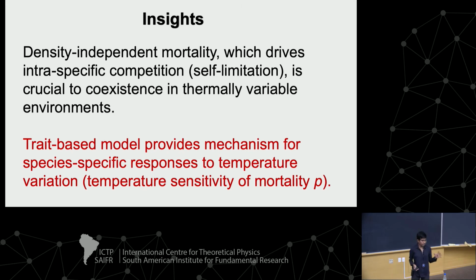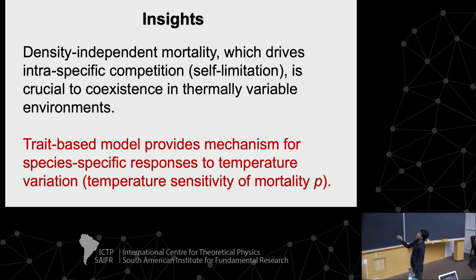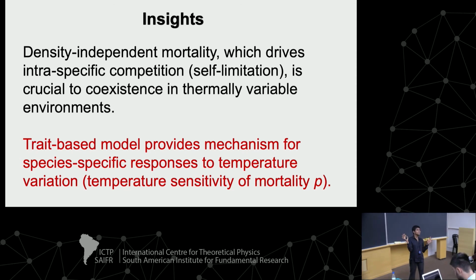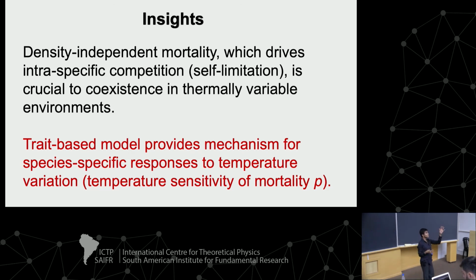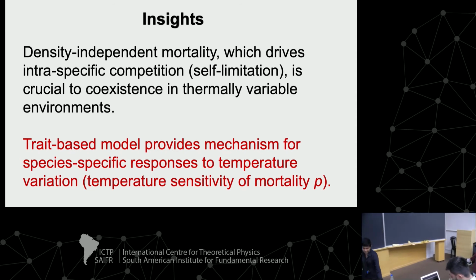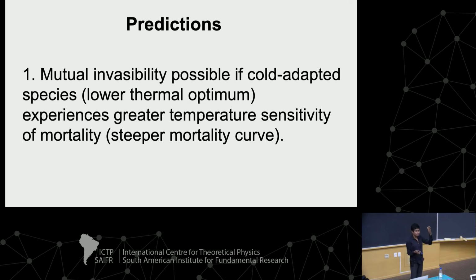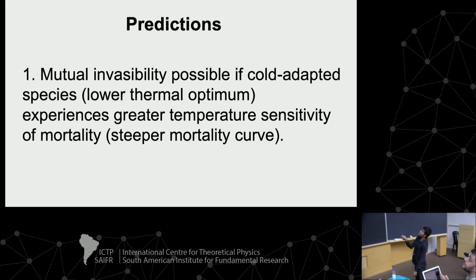So what's really important about this finding is that density independent mortality, which drives intraspecific competition, is crucial to coexistence in seasonally varying environments. We sort of knew this, but we never really appreciated what that meant. So what our trait-based model does is provide a mechanism for the species-specific responses to temperature in terms of the temperature sensitivity of mortality primarily, but also in terms of the optima and response breadths. Now we can make some predictions based on what we found earlier. We would expect mutual invasibility to be possible if a cold adapted species, which has a lower thermal optimum, experiences greater temperature sensitivity of mortality, a steeper mortality curve.